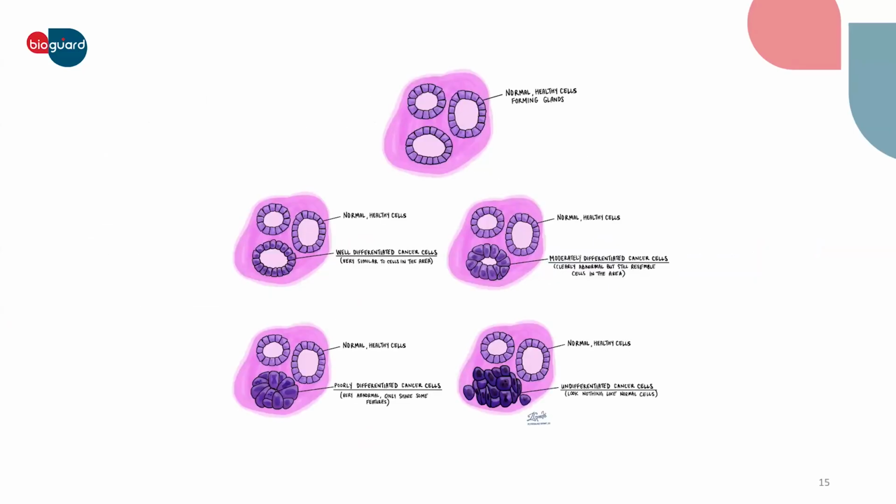Okay, these pictures demonstrate the spectrum of tumor differentiation, comparing tumor cells to their normal counterparts in glandular epithelium. At the top, we see normal healthy cells forming organized glands, serving as the baseline for comparison. And here we can see the well-differentiated tumor cells. They are still forming gland-like structures and look very similar to normal cells, which typically correlates with better prognosis.